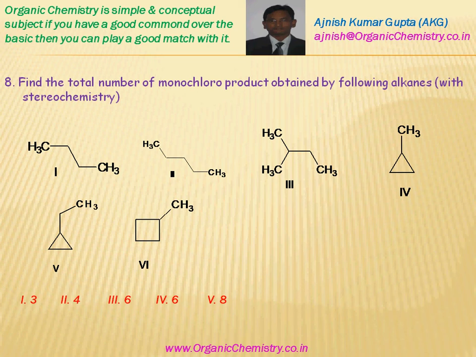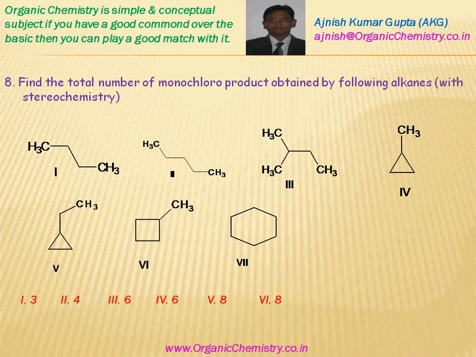For this molecule, answer is 8. 1, 2 for this position, cis trans is obtained. Both have DL mixture. So 4, and here again when you replace hydrogen of this position with Cl, cis trans is obtained, but molecule have plane of symmetry, center of symmetry, so both are meso, so no DL. So answer is 8.